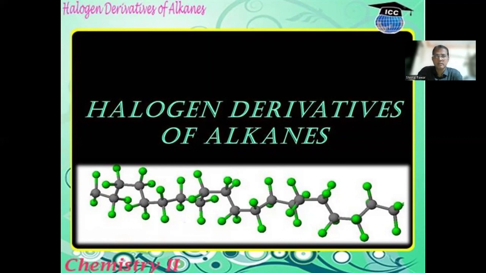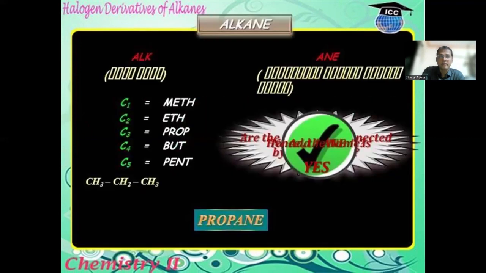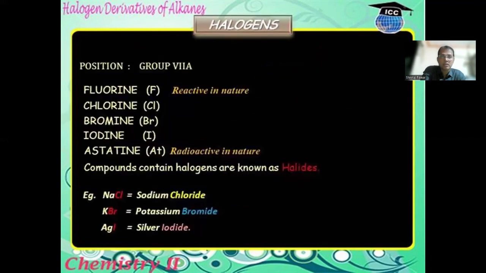Now see this sentence. Halogen derivative of alkanes contain two parts, halogen and alkane. So it's a product of halogen and alkane. Now you know alkanes: methane, ethane, propane, butane, pentane, etc. These are the saturated compounds.